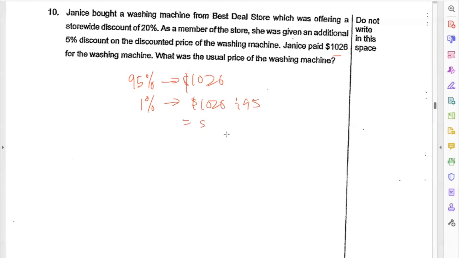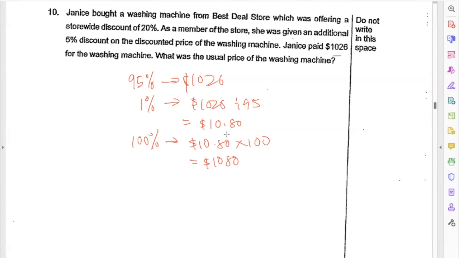So this is the 1% of the discounted price, $10.80. Then 100% will be 10.80 multiplied by 100. The answer is 1080. So $1,080 is the discounted price.